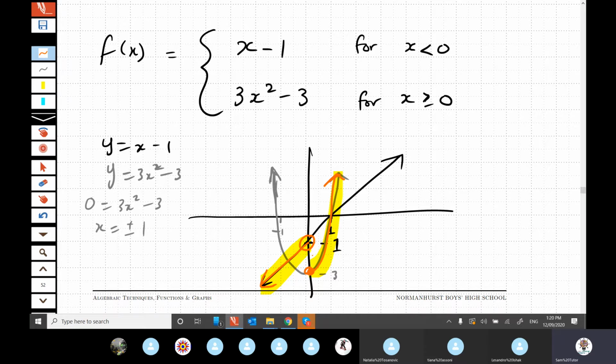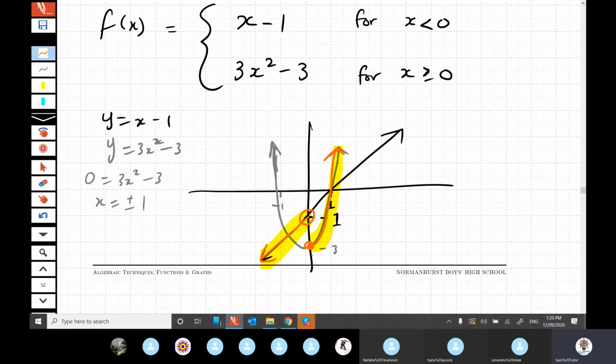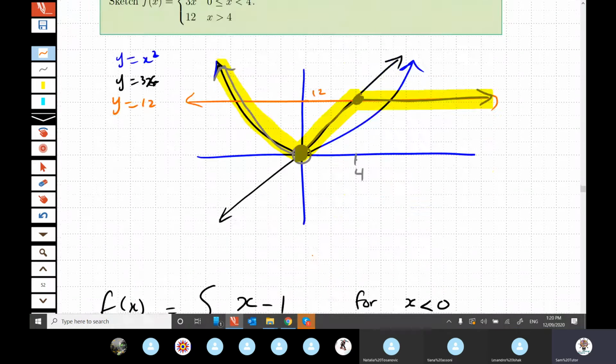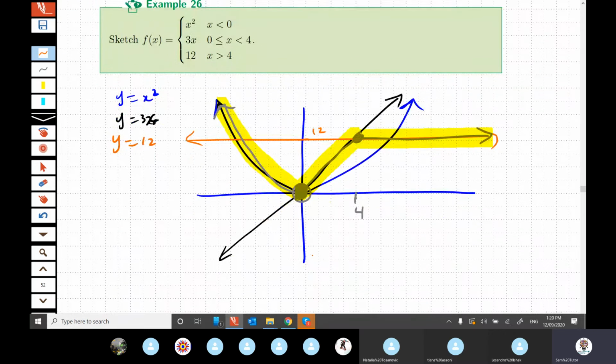Okay. Any questions? Were you able to graph that? Oh, I made a mistake with the x minus 1. I made it a straight line instead of diagonal. Straight lines are only if it's constant, y equals 12, like this one.